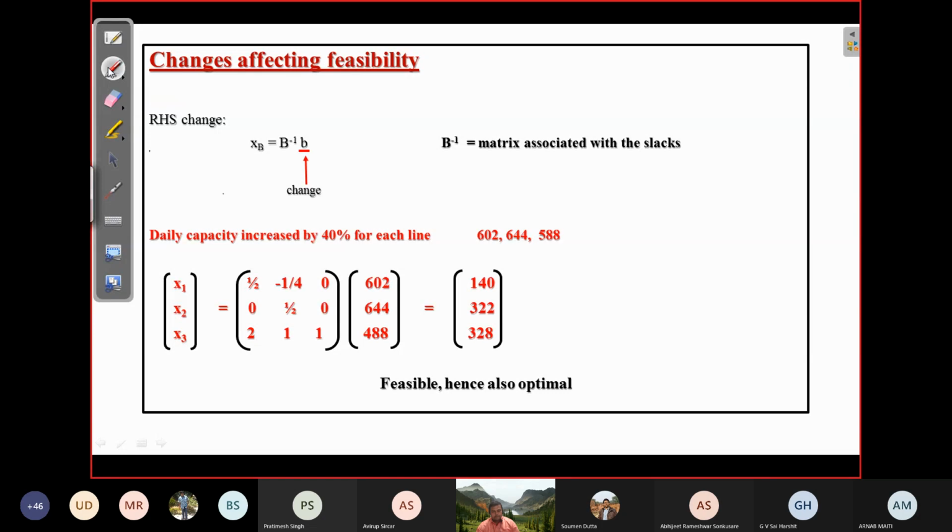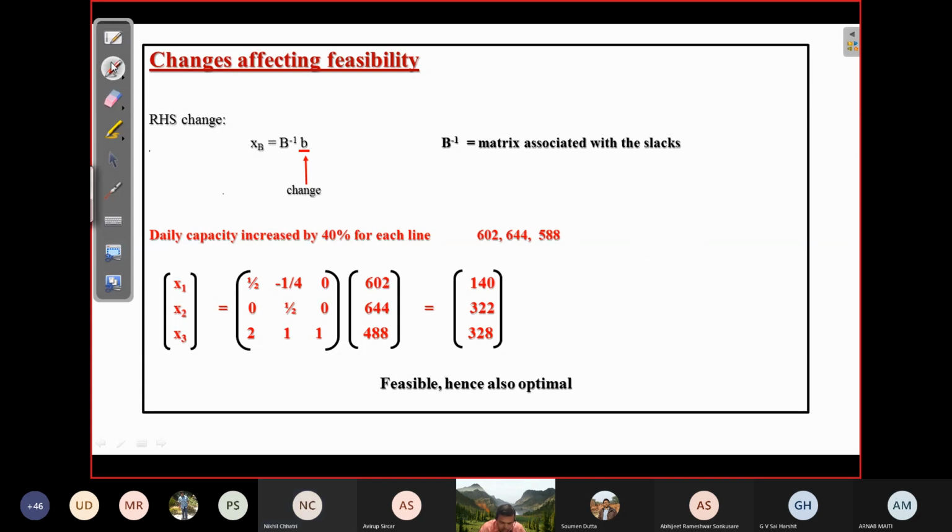Excuse me, sir. I had a doubt. Here, sir, this B inverse, is it the coefficient of basic variables or coefficient of slack variables? Because in revised simplex, we used to take the coefficient of basic variables and then invert it, right? But if you look at it, you don't have to do that.